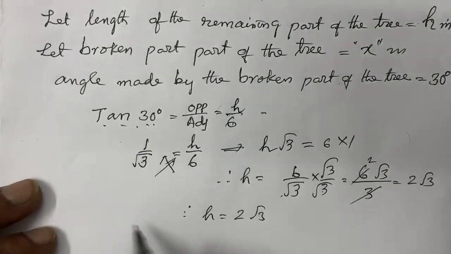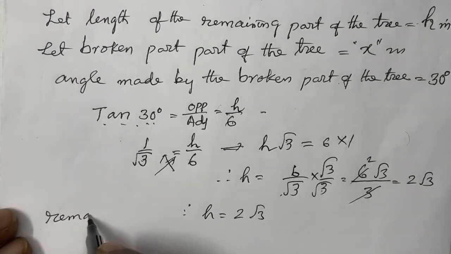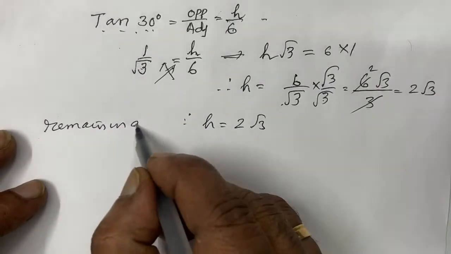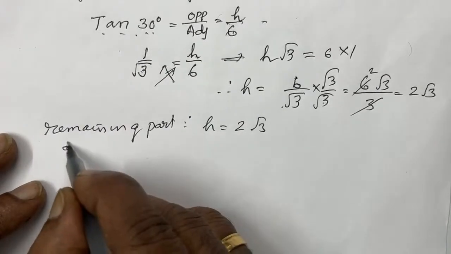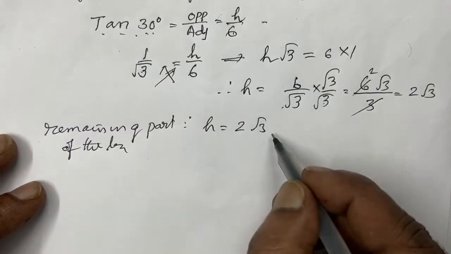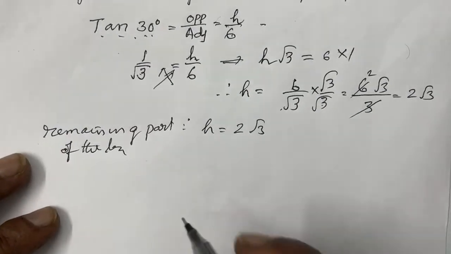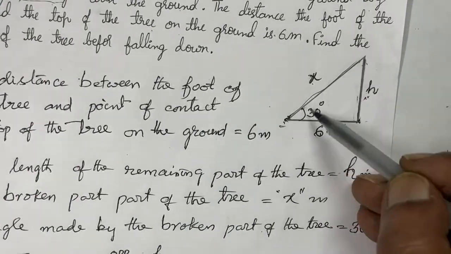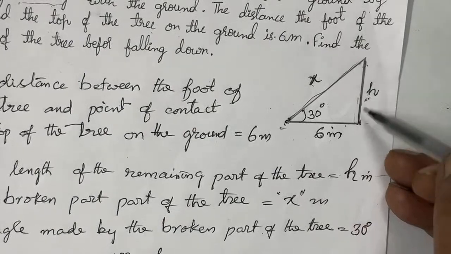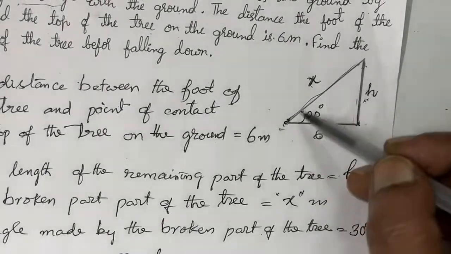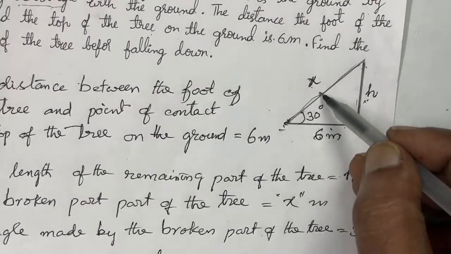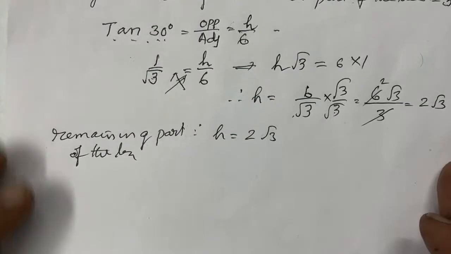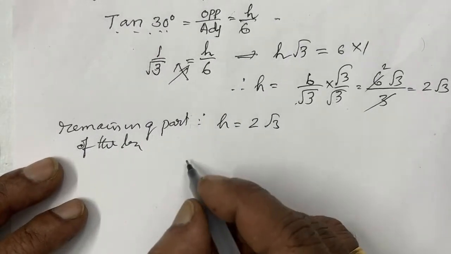That means h is nothing but the remaining part of the tree. We got h. Now it is time to calculate the broken part. After getting the broken part height and the remaining part height, if you add them, the total tree height will come. So now here we use cos 30.